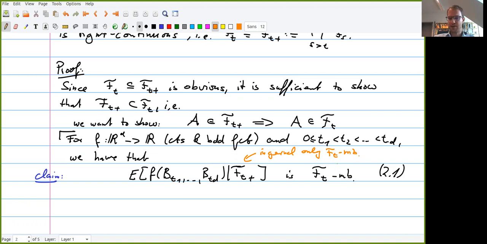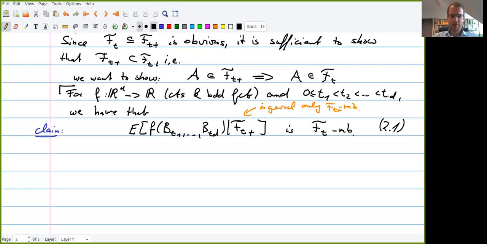So it's not clear that it is F_t+ measurable, right? This is because you take the conditional expectation with respect to F_t+. This means the random variable you get out is, in general, only F_t+ measurable. And we want to have a stronger statement, that it's F_t measurable. Okay, so let's do this. And this is the first step we want to do.